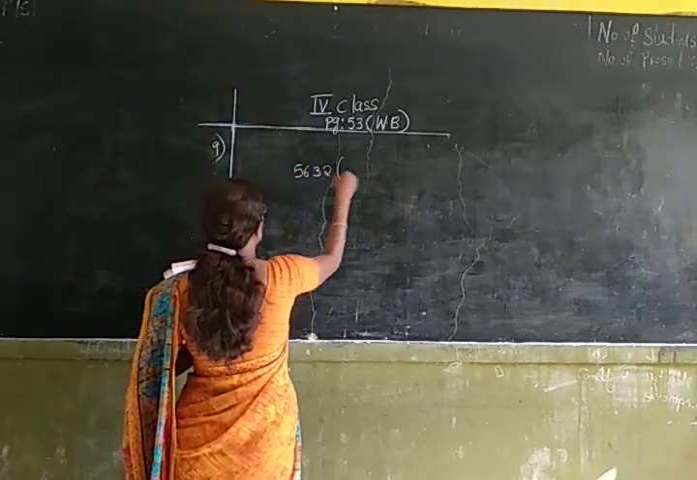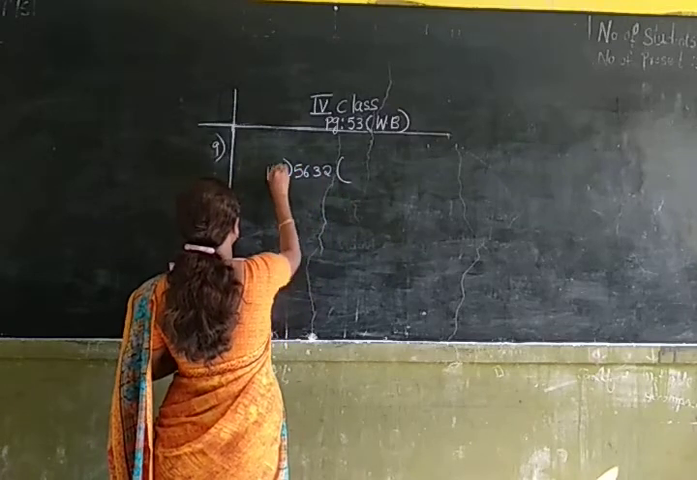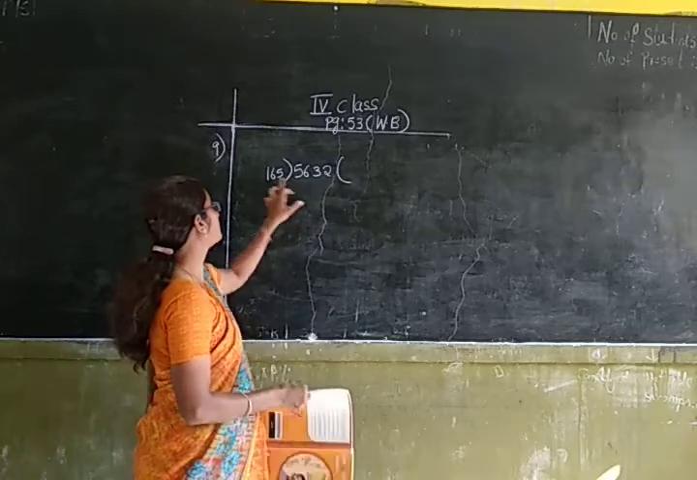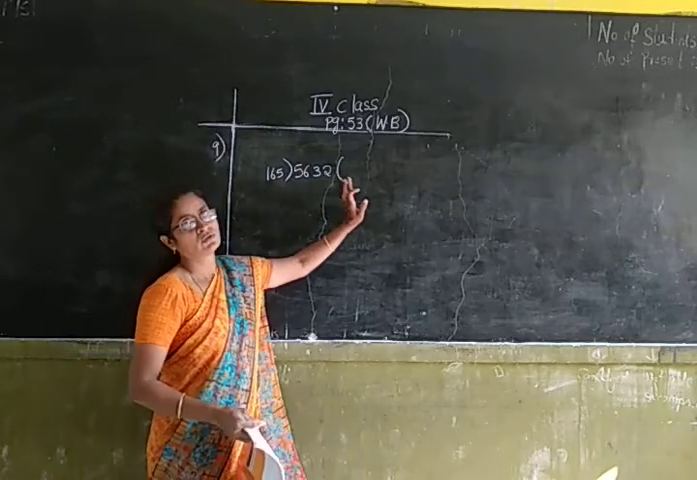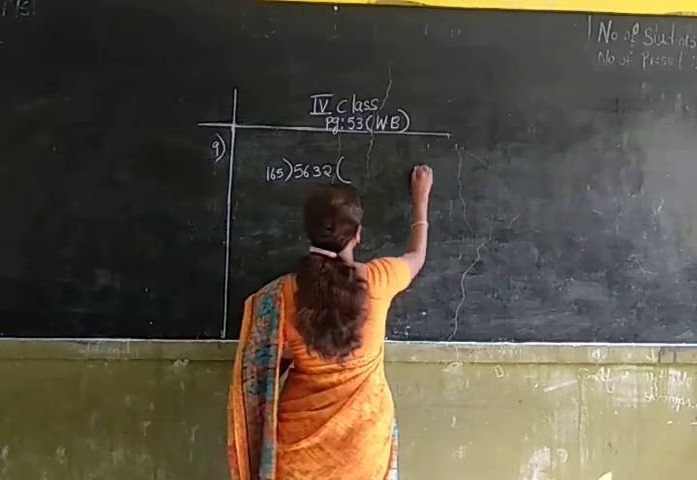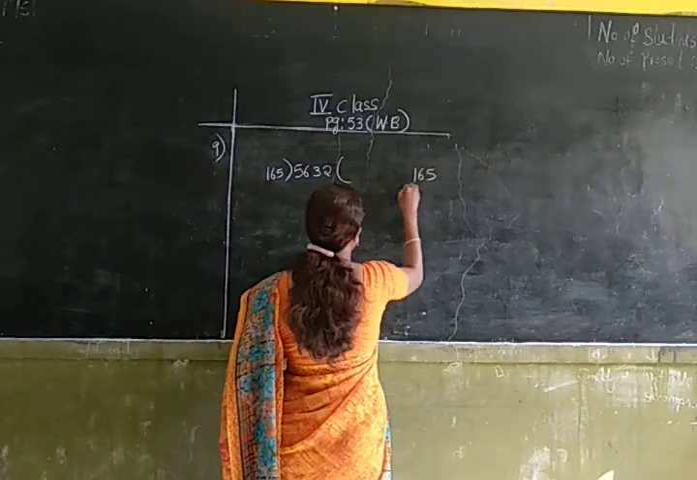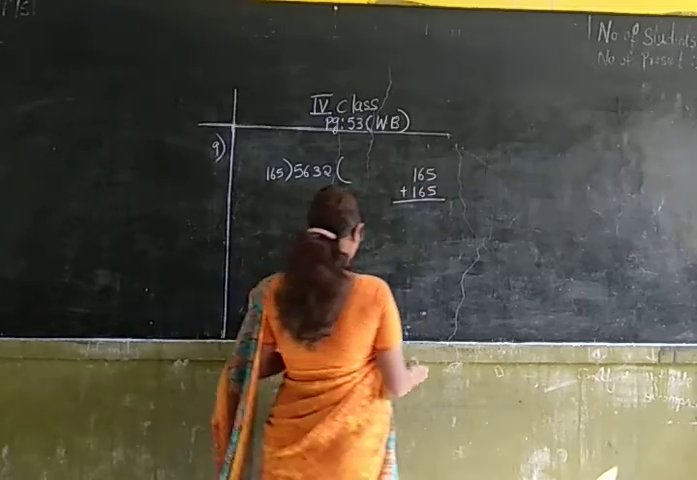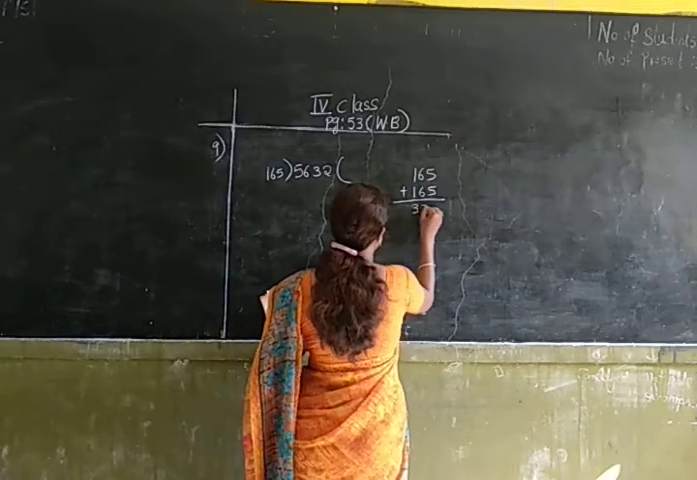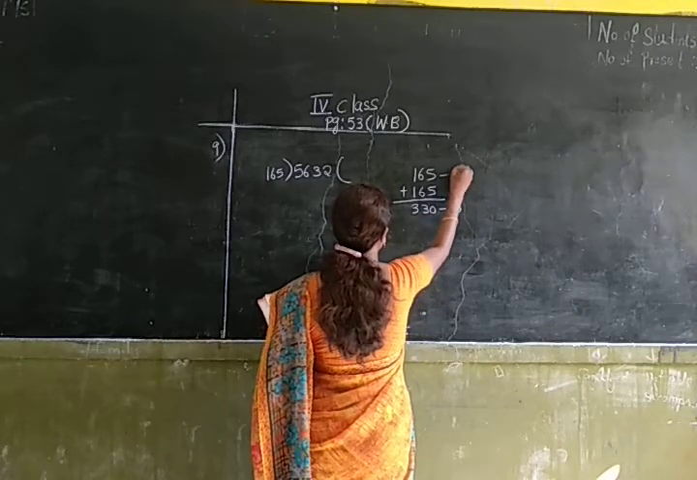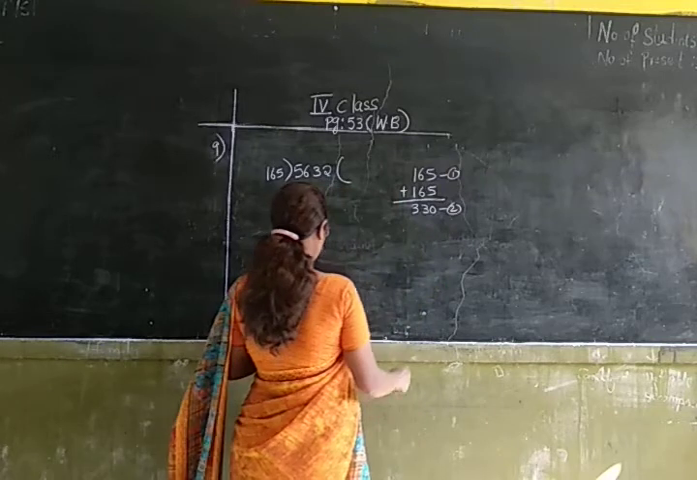5632 is the dividend and 165 is the quotient. If you divide the dividend with the quotient, you will get the divisor. Okay, children? So let us write down the 165 table. I am writing the 165 table by repeated addition. 165 plus 165 is equal to 330. Sorry children, it is 330.